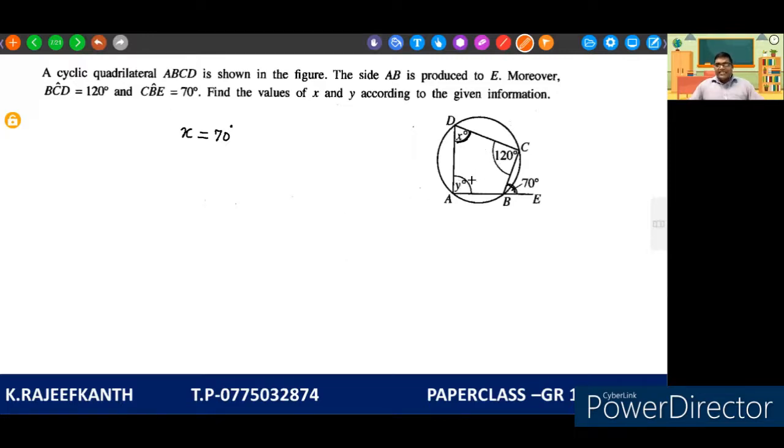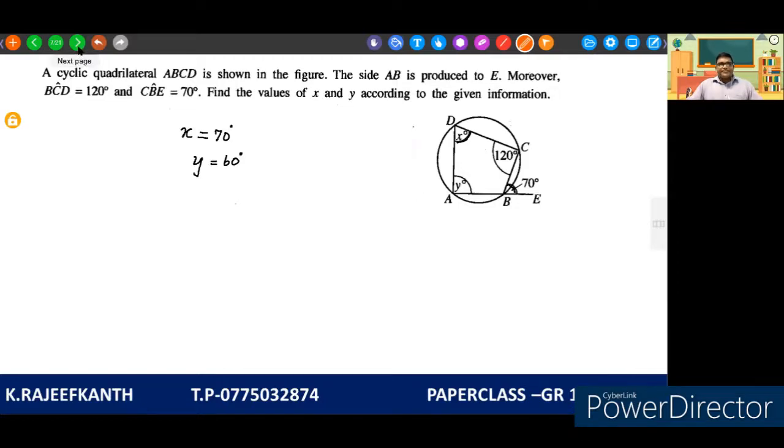Now, these two angles are opposite angles of this cyclic quadrilateral. So the sum of these two opposite angles should be equal to 180. Then Y is equal to 60, because the other one is 120, so the sum should be 180. If it is 120, this should be 60 degrees. Then the value of X is equal to 70 degrees, because the exterior angle is equal to the interior opposite angle. Then the sum of these two opposite angles should be equal to 180, and by using that we find the value of Y. Then Y is equal to 60 degrees.